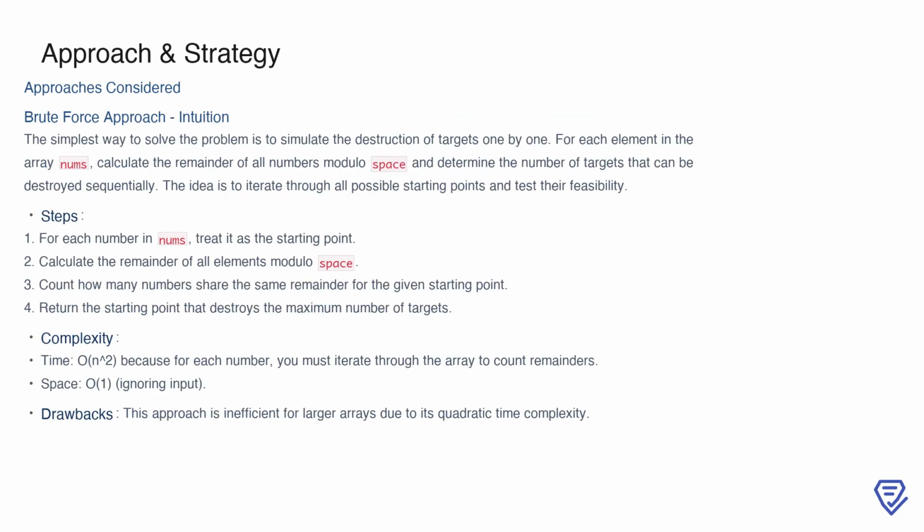To start, let's consider the brute force approach. The intuition here is straightforward: simulate the process of destroying targets one by one. For each number in the array nums, we treat it as a potential starting point. The goal is to calculate the remainder of every element modulo space and determine how many targets can be destroyed sequentially if we begin with that number. The steps involve iterating through all possible starting points, calculating remainders, and counting how many numbers share the same remainder. Finally, we return the starting point that destroys the maximum number of targets.